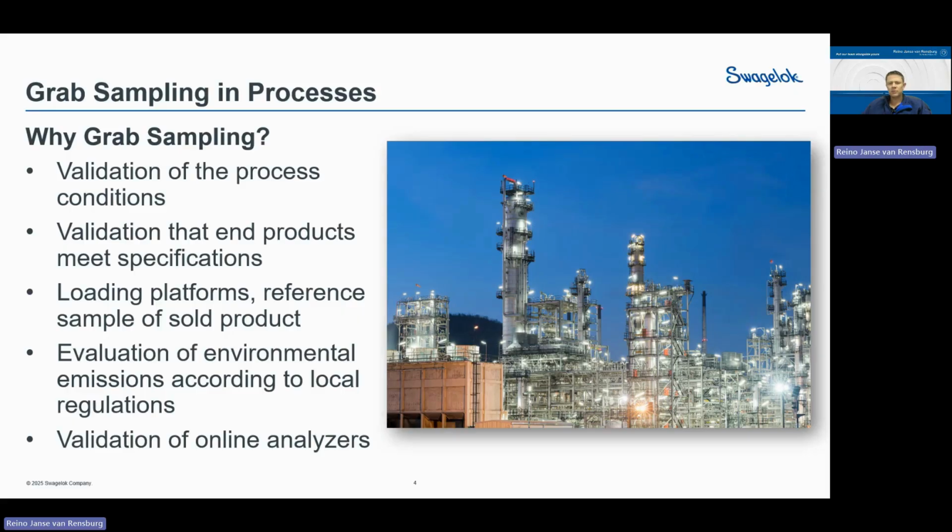But lastly, and probably the most important one we see customers use grab sample systems for, is for the validation of their online samplers or online analyzers, to make sure whatever those online analyzers are telling them is actually correct, and that when the online analyzer is making changes to their process, it's not doing it incorrectly.